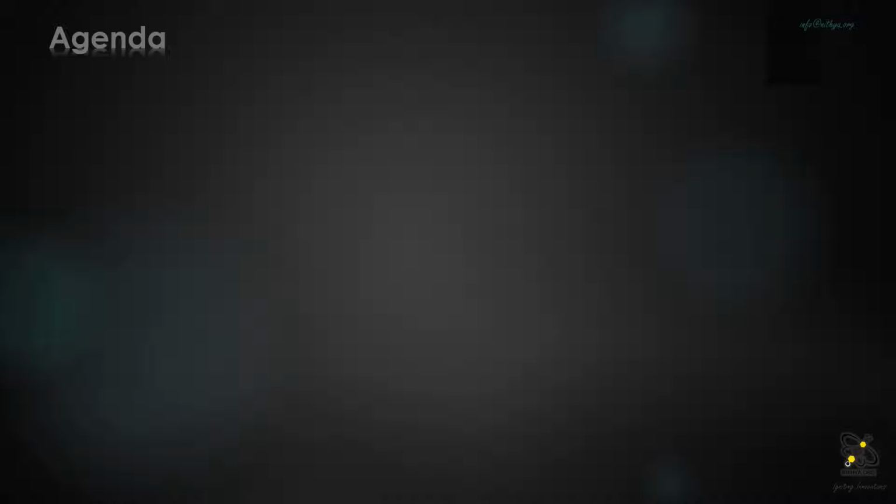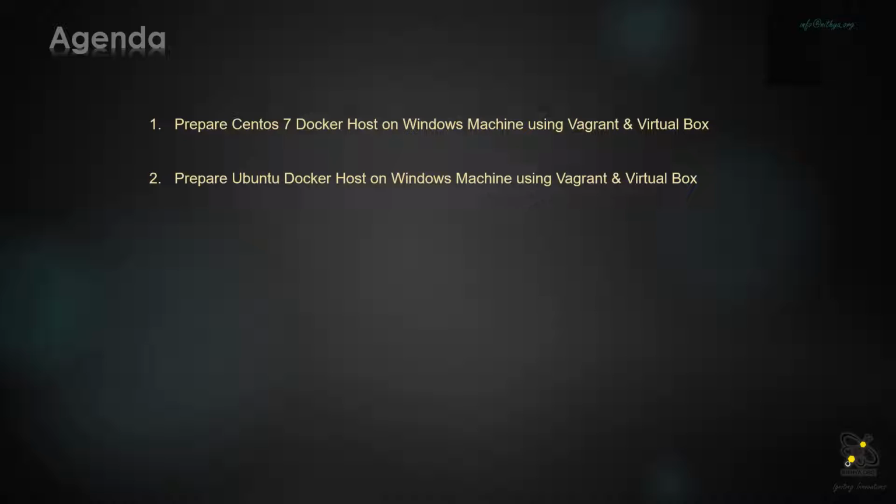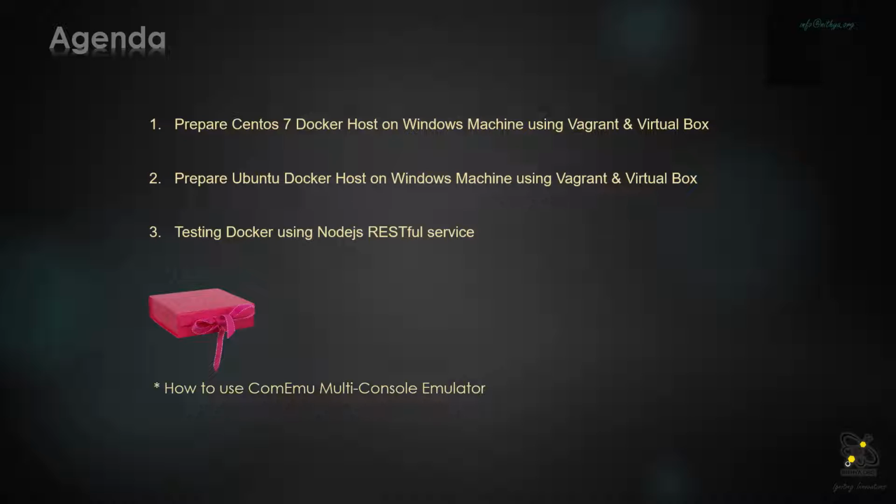So the agenda of this exercise is to prepare the CentOS 7 Docker host on a Windows machine using Vagrant and VirtualBox, and prepare an Ubuntu Docker host on a Windows machine using Vagrant and VirtualBox. After that, we are going to test Docker using a Node.js RESTful service. And on top of it, I'm going to present one gift for you. This is to explain how to use ConEmu, the excellent multi-console emulator for development purposes, also to interact with the Docker host.